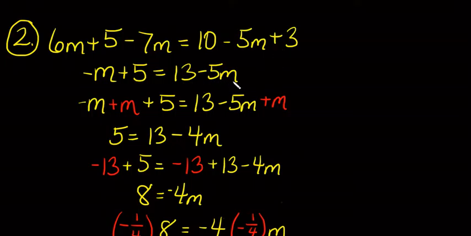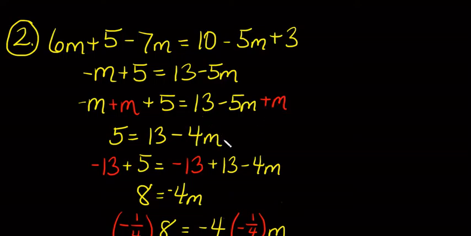Now I want to get my m's on one side of the equation, and I can move my m's to the right if I choose to and keep my constants on the left if I want to. So this time that's what I did. I added an m on the left hand side of the equation to cancel these two out. They become 0, but I have to add an m over here. So now, since I did that, I have 5 on the left hand side of the equation equals, and negative 5m plus m is negative 4m, so I have 13 minus 4m.